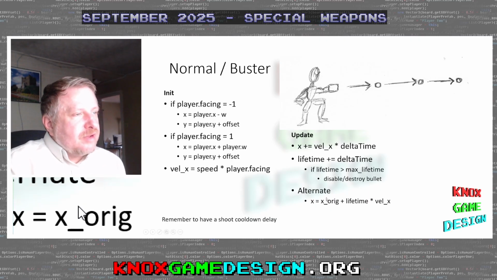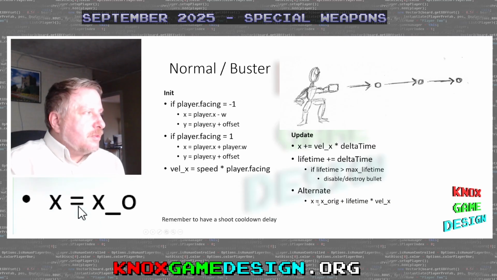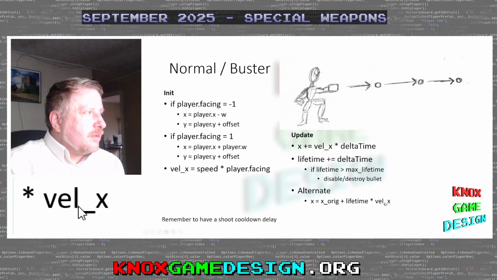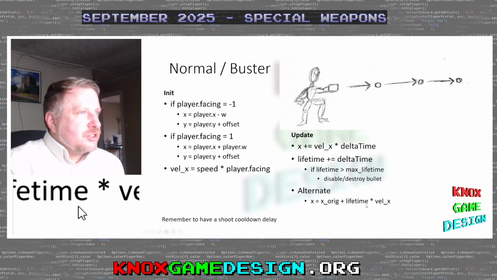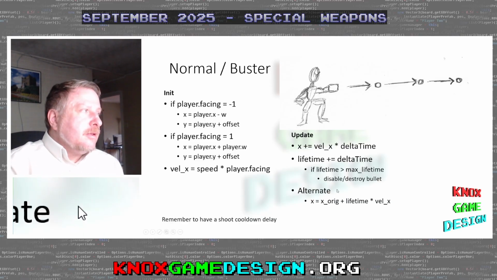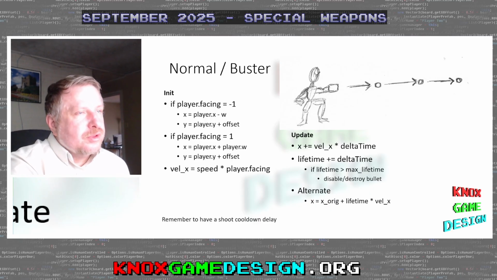An alternate way of calculating the X position of the projectile is by setting the X position to the original position plus the lifetime times the velocity of the projectile. You also want to remember to have a cooldown delay whenever you're shooting, so it doesn't allow the player to repeatedly press the shoot button, either the key press or the button, over and over again. You want to have a little bit of a delay in their cooldown period.